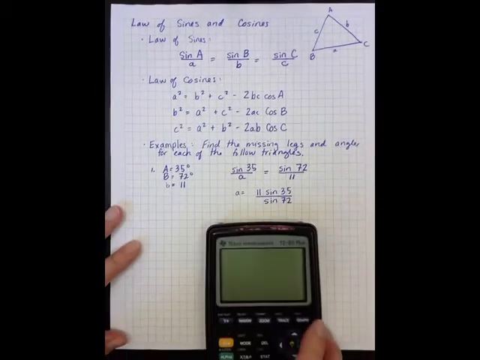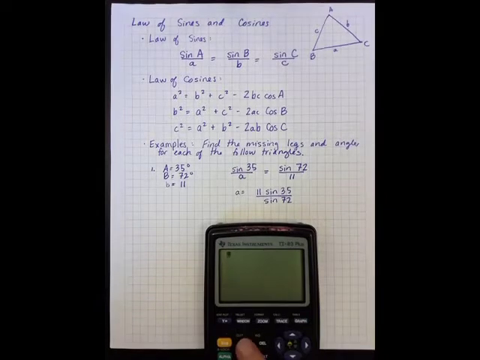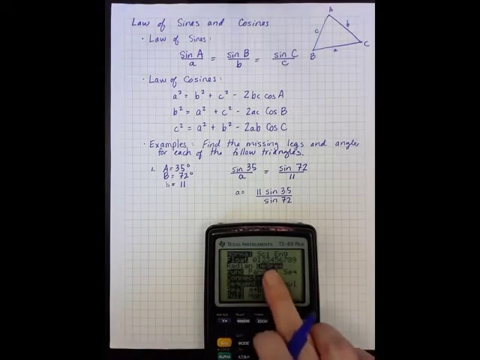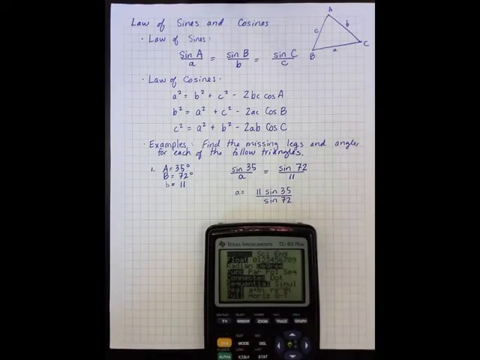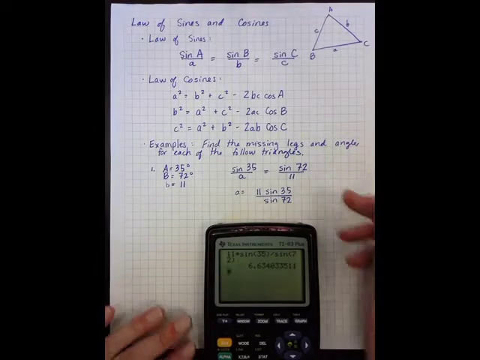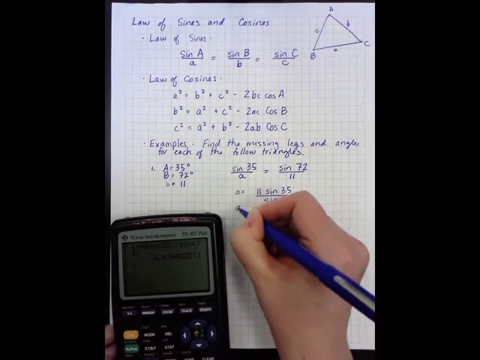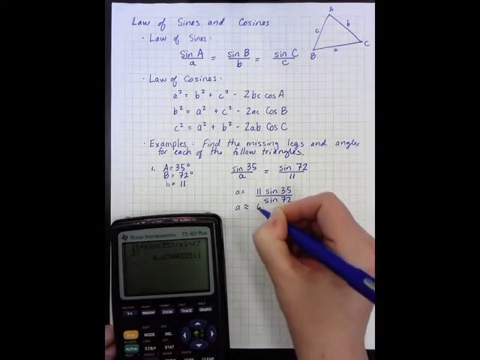Now, a note for the calculator, you're going to really want to double check that your mode, which is this button right here, says that it's in degree. If you have it in radians and you're using degrees, you're not going to get answers that make any sense. So just double check that mode. So now I've got 11 times sine 35 divided by sine 72. And so that gives me an approximate length of 6.63.